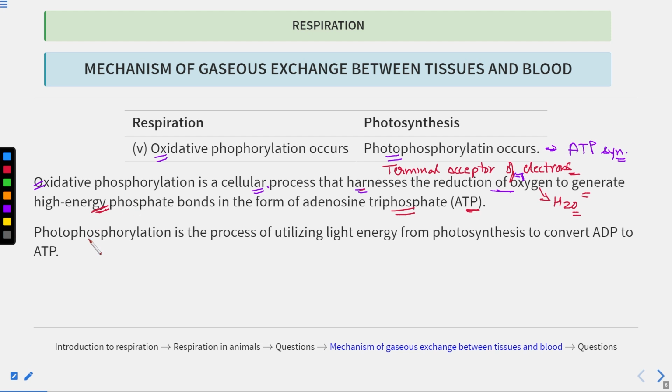Now what is photophosphorylation? Photophosphorylation is the process of utilizing the light energy from photosynthesis to convert ADP into ATP. Okay, so photo means light. So here the ATP synthesis is by the utilization of the light energy that you receive from the sun. So here what is happening? In both these processes, ATP is being generated. So ADP, adenosine diphosphate, combines with inorganic phosphate to form ATP. Alright.